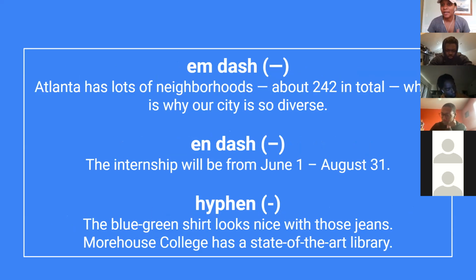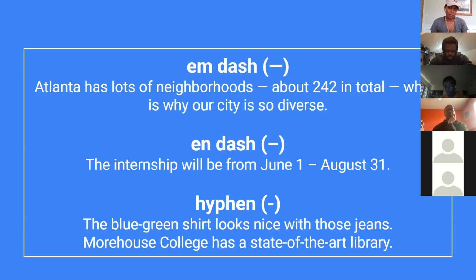So Atlanta has a lot of neighborhoods, about 242 in total, which is why our city is so diverse. Now I could gut that out and say we don't need "about 242," but I decided to add context. It's interrupting the sentence a little bit, and so it's just a set-off thought. We could really do with or without it. But I like to add some facts.